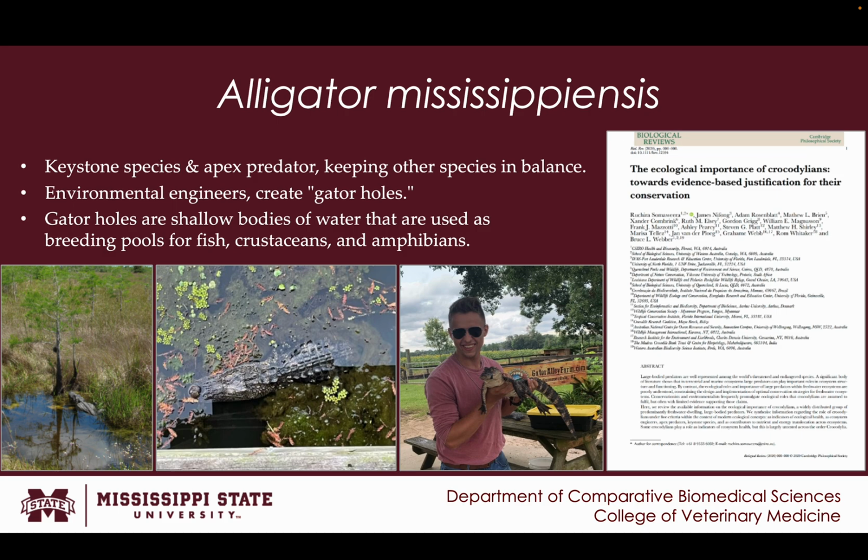So the American alligator, it's a keystone species and apex predator, keeping other species in balance. We call it an environmental engineer because they create these things that are called gator holes, which are shallow bodies of water that are used as breeding pools for fish, crustaceans, and amphibians. This picture right here was taken in Alligator Alley. It is a yearling that hatched earlier in 2023.